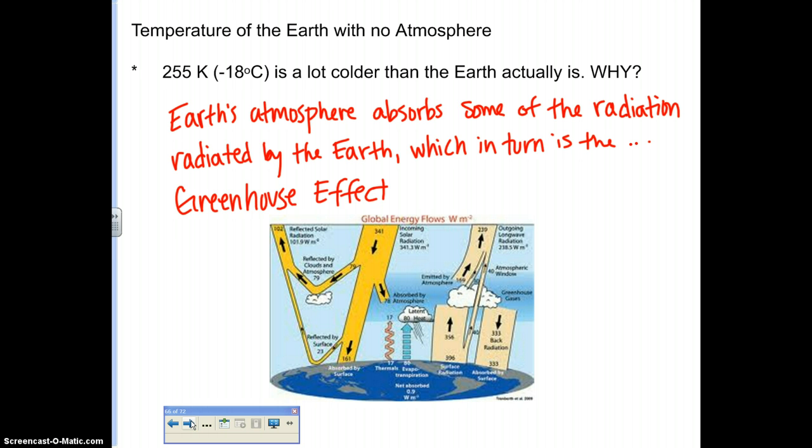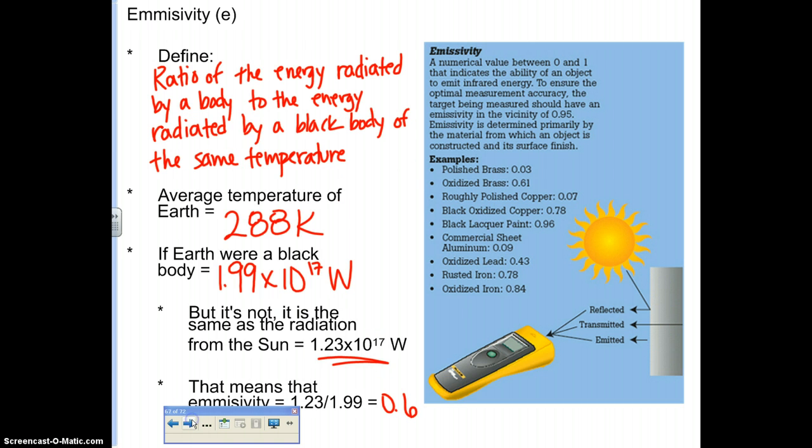Well, why isn't this the actual temperature of Earth? Because Earth's atmosphere absorbs some of the radiation that's radiated by the Earth, which in turn is the greenhouse effect. So if we had no atmosphere, we'd be at 255 kelvins, but we're at 288 kelvins, which is the idea of us having an atmosphere.